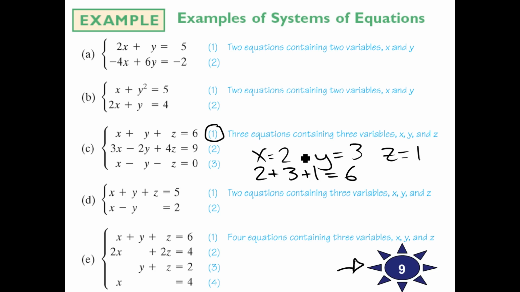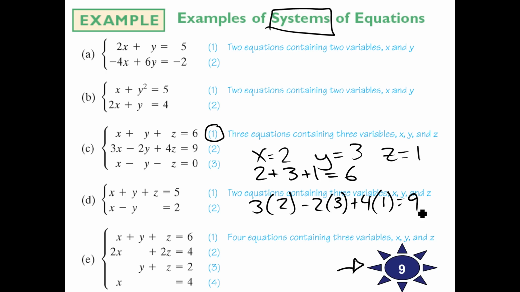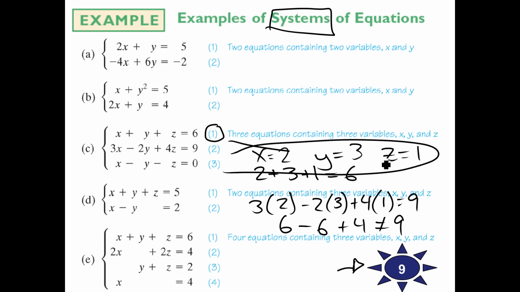Does that work for the entire system of equations, though? We need to check for all of them. So let's check here. Is 3 times 2 minus 2 times 3 plus 4 times 1 equal to 9? Let's see here. 6 minus 6, that's 0, plus 4? No, not equal to 9. So these would not be a solution for our system of equations. All right, so check problem 9, see if the values they give you are a solution for the system that they present.